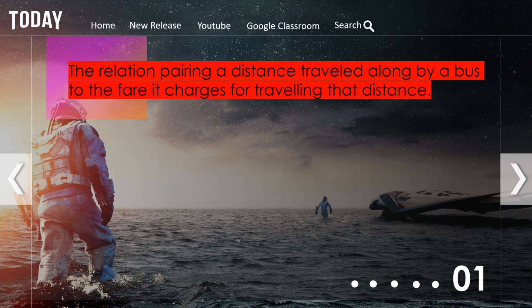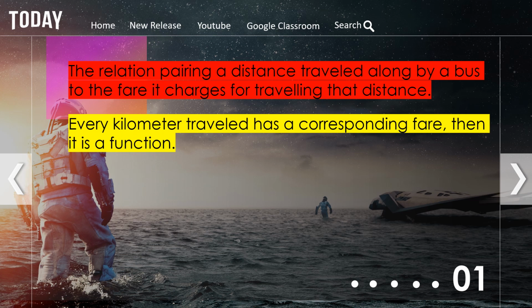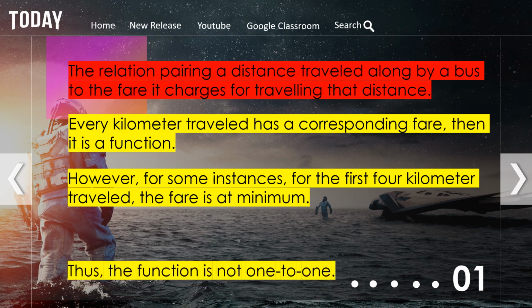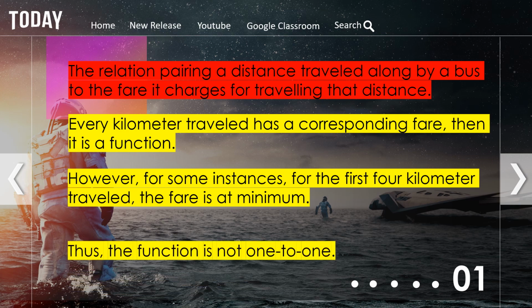How about the relation pairing a distance traveled by a bus to the fare it charges for traveling that distance? So every kilometer traveled has a corresponding fare, then we can say it is a function. However, there are some instances that for the first 4 kilometers traveled, the fare is at minimum. By this situation, we can say that the function is not one-to-one.